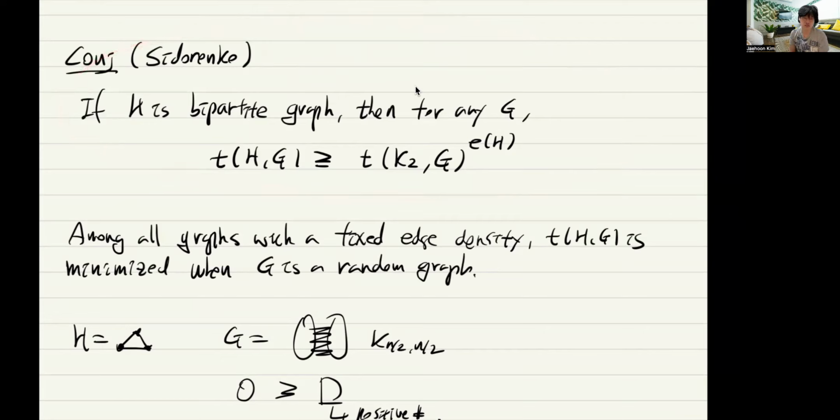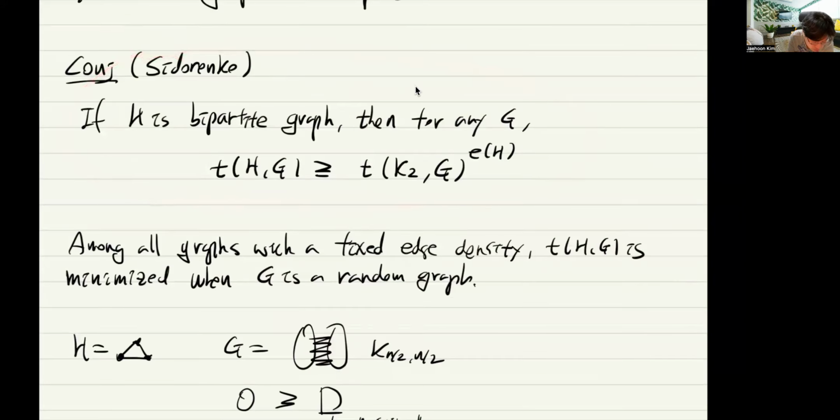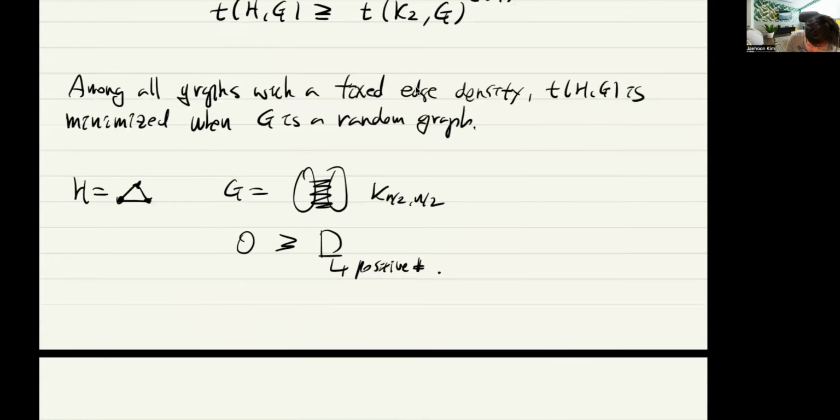It's known that this holds for some graph classes, for example, if H is a tree or an even cycle and some other graphs. But in general, this is wide open. The smallest graph that we don't know the answer for is, I think, K5,5 minus a perfect matching.